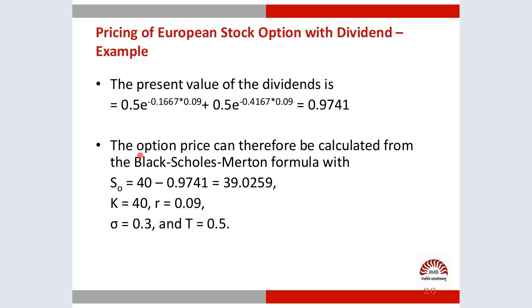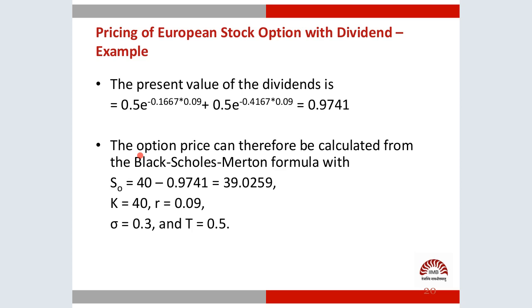So I calculate the present value of the future dividends that we know of. Obviously, are these the only 2 dividends? Can't be, because there has to be an expectation of further dividends. So I simply take the present value of the dividend and subtract that from the current spot price, and therefore I end up getting the current spot price to be 39 point whatever, 9741.